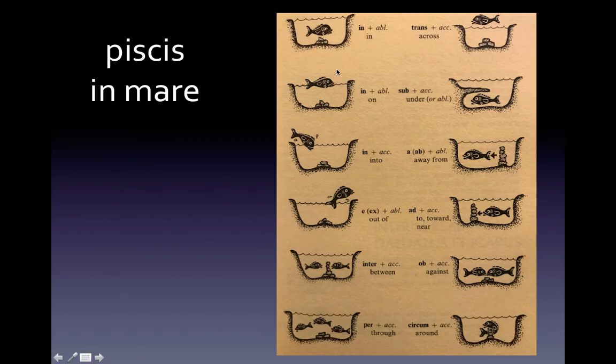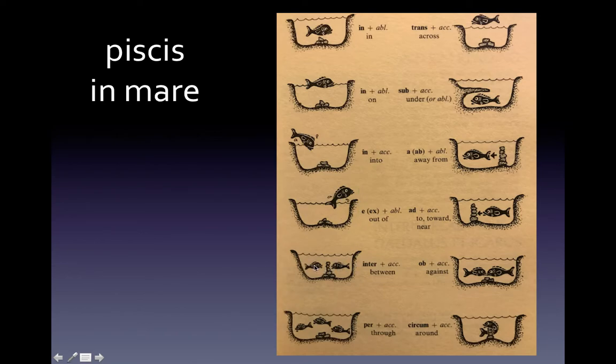And here's a really cool image to illustrate them for you. I'm going to go over it very quickly, but you can pause the video and look at every single one of these. This is told from the perspective of the fish in relationship to either the sea or the rocks. So in plus the ablative, the fish is in the sea, whereas right here it could be on the sea. But when you do it with the accusative, it's motion towards. So here the fish is going into the sea. Here the fish is going out of the sea.